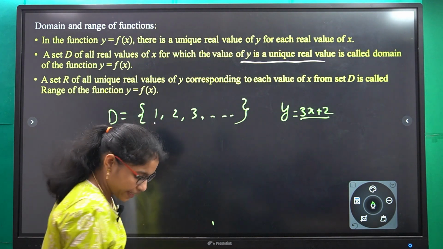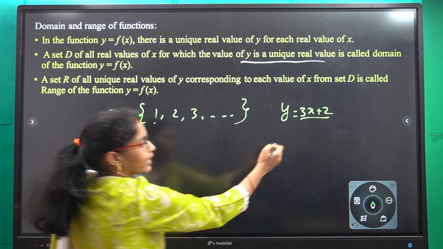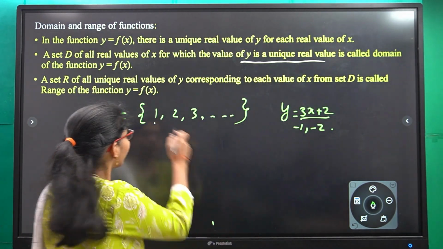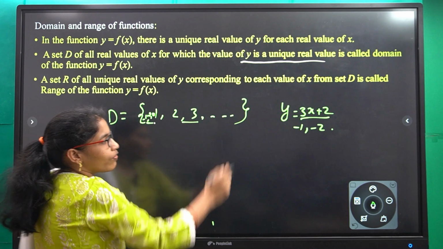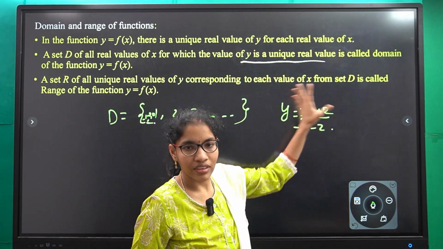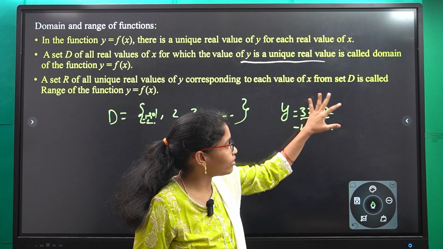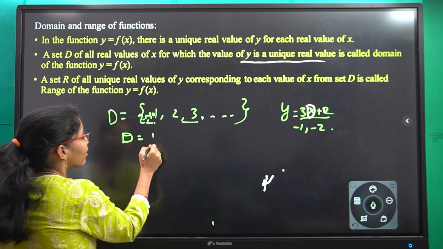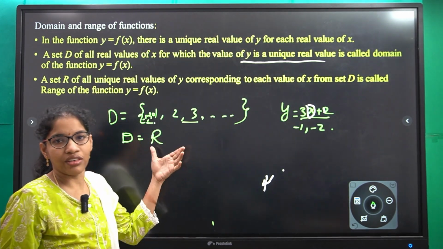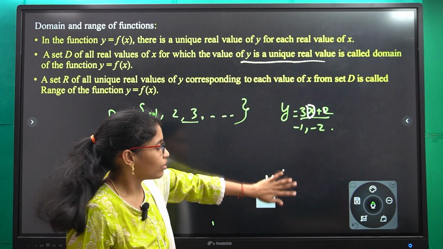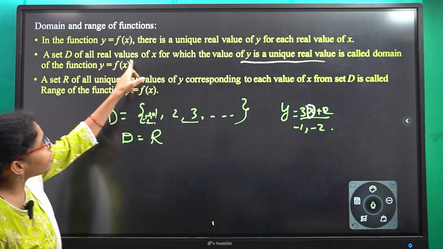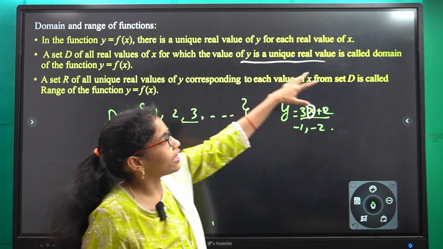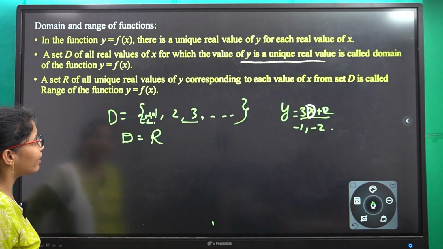So here 3x plus 2 is there. I am taking 1, 2, 3, 4, 5, 6. Can I take minus 1, minus 2 like this also? That time also we are getting y as different values, right? So you can take minus 1, minus 2, 0. For all the real values you are getting different values, right? So for all the real values of x you are getting a unique value for y. So the domain here is R. R is nothing but all real values of x, right? Clear? So what is meant by domain here? All real values of x for which the value of y is a unique real value is called the domain of the function y equals f of x.